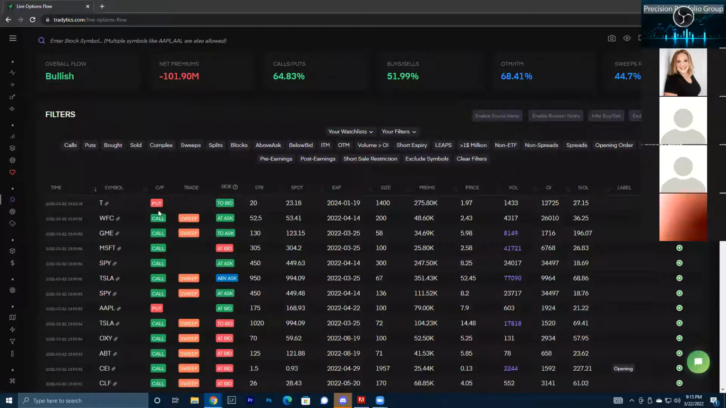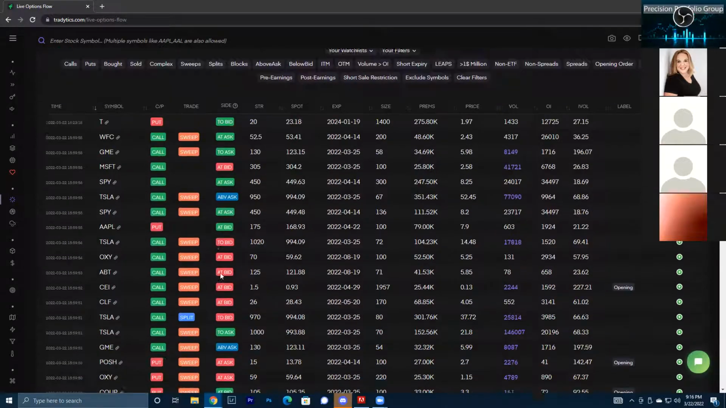For instance, like T, they saw something and bought the put at the 20 strike price, but they bought it when it was $23.18, for expiration. Actually, this is a nice sleep here. So whoever bought this particular premium at $275,000 is saying, hey, I'm betting that AT&T will go to $20 by expiration. And they bought 1,400 contracts of this, worth $275,000.